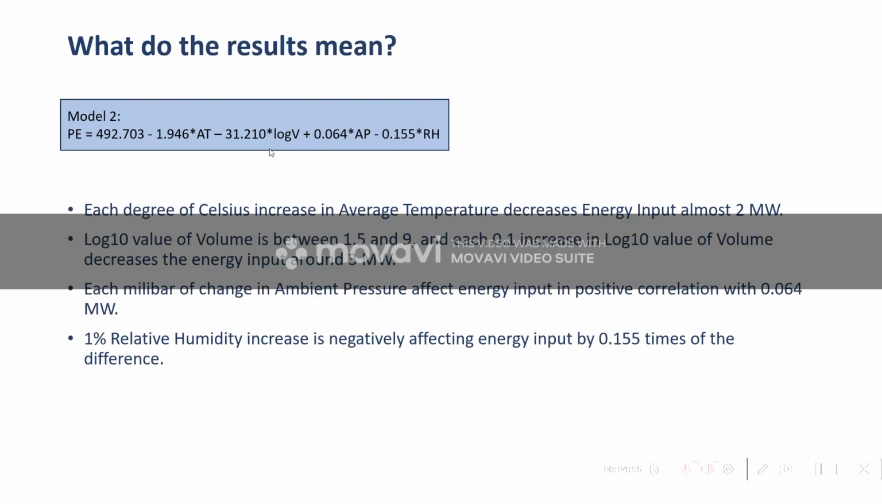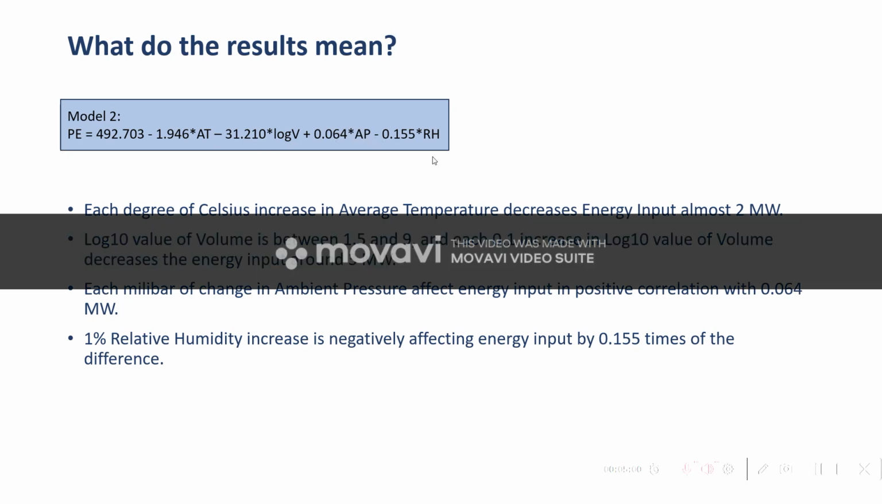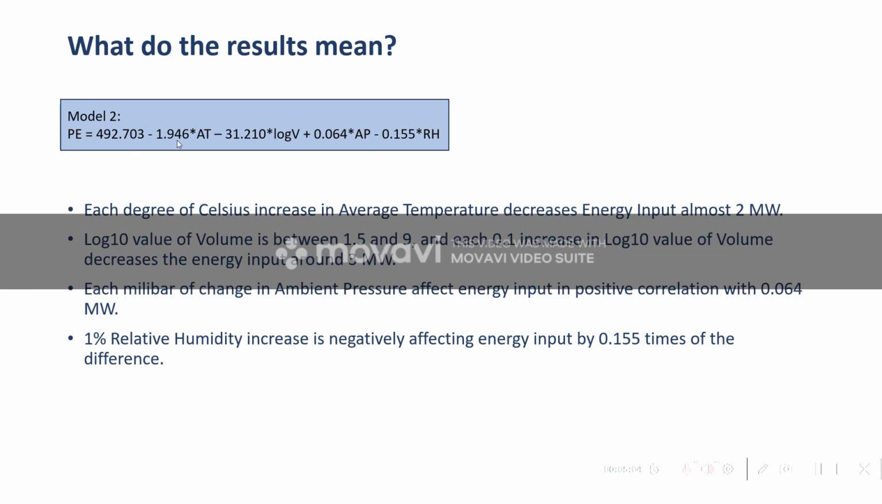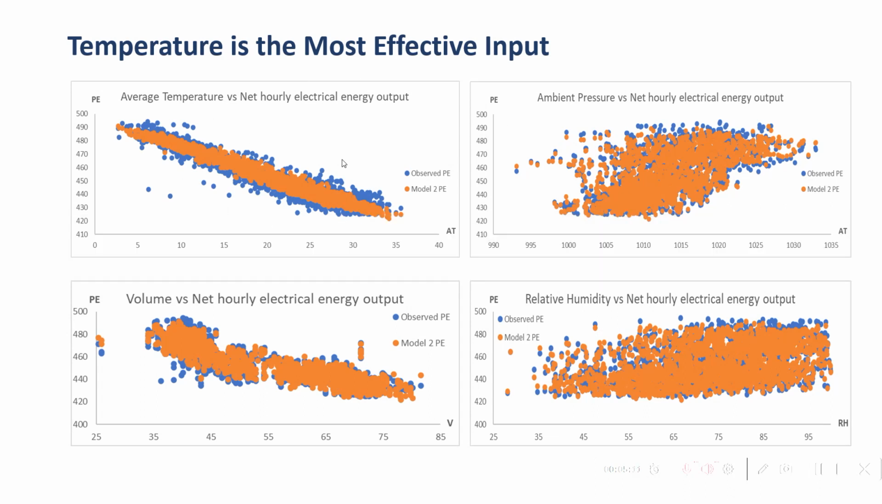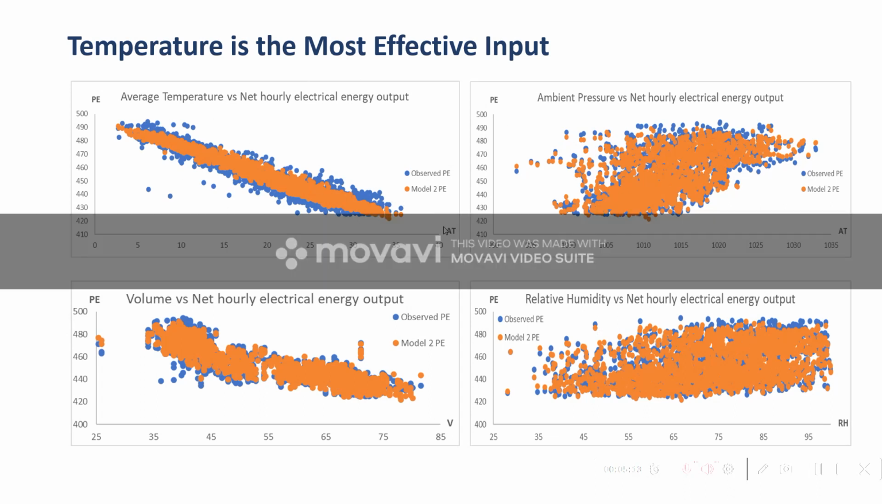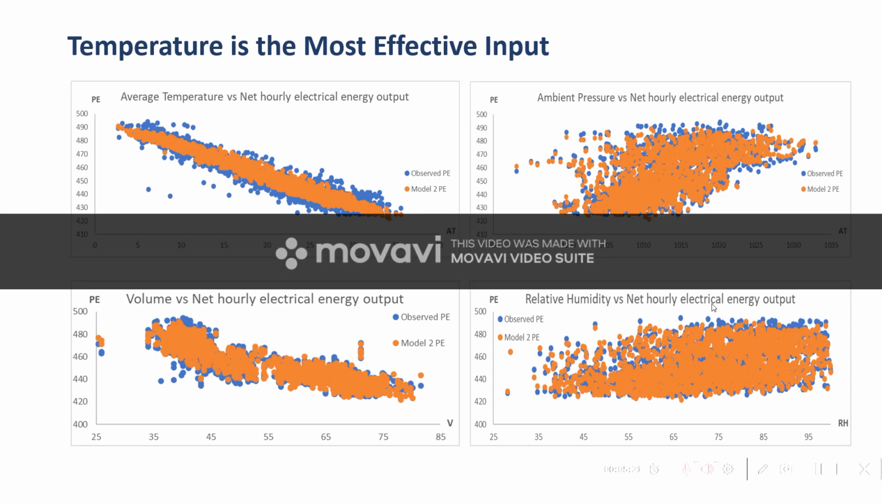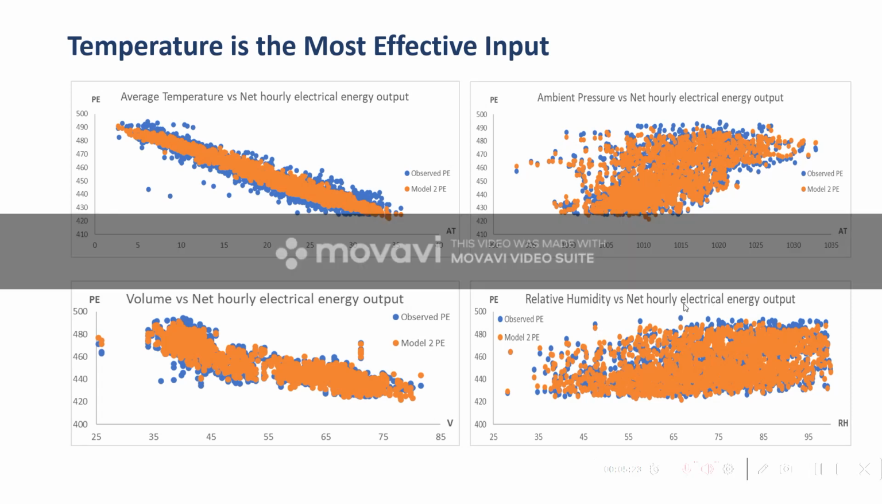So as you can see, the results mean the volume has negative correlation, and also the humidity and temperature as well. As you can see, temperature has a lot higher coefficient here, and also as you can see here, the temperature has very linear relation with energy output here. The other two, especially pressure and humidity, are a bit scarcely correlated with the energy output.